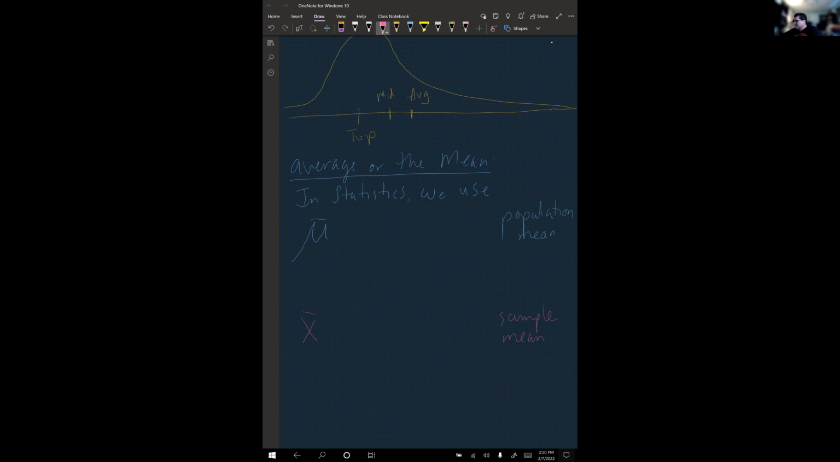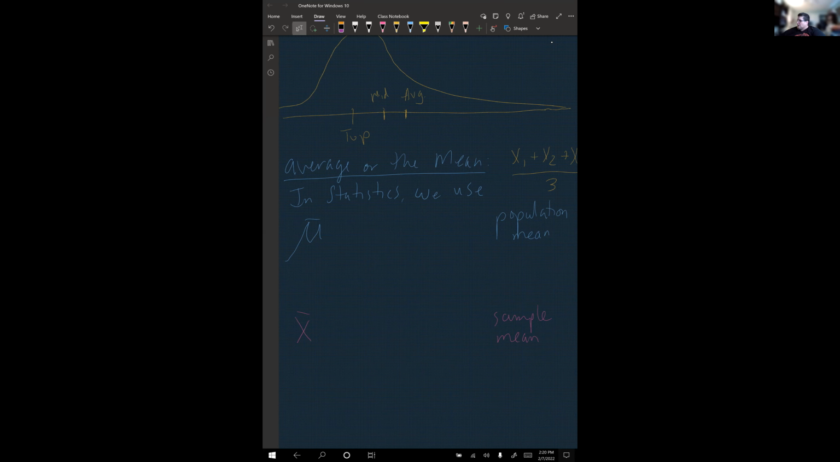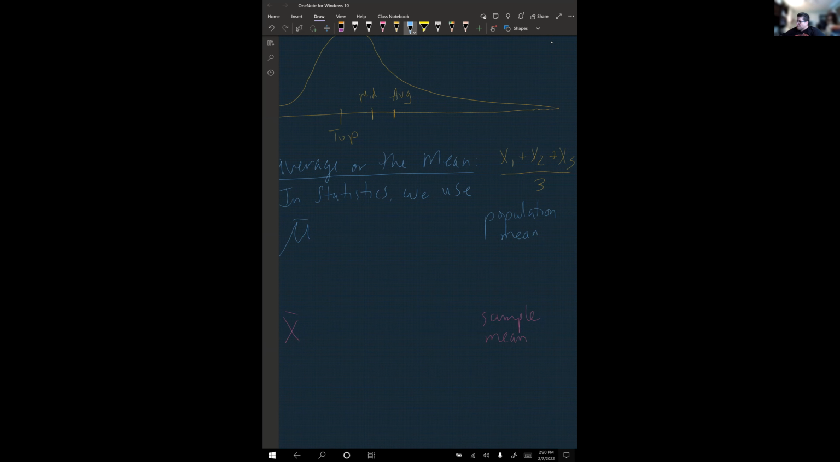And if you're familiar with mean, like if we had 3 values, we would add up the first value and the second value and third value, and then divide by 3. That's how you average stuff. You add up all the values and divide by the total number of things. That's the same thing we're going to do here when we're looking at population and these other ones, but I don't know how many values there are.